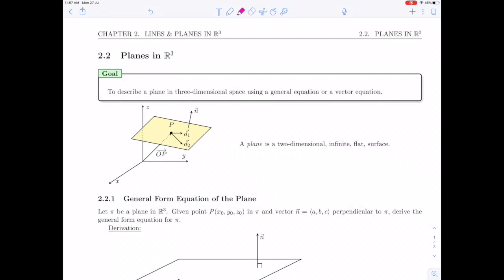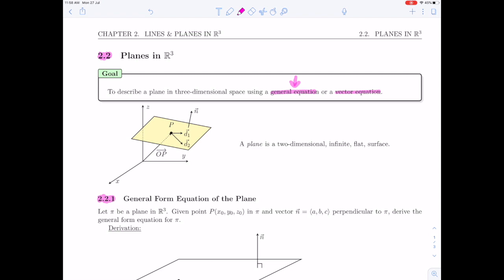In this video, we're going to start section 2.2, planes in R3, and we're going to cover 2.2.1, the general form equation of the plane. So let's start by reading the goal of this section, and that is to describe a plane in three-dimensional space using either a general equation or a vector equation. In this video we're going to be doing the general equation, sometimes called the general form equation, and in another video we'll do the vector equation afterwards.